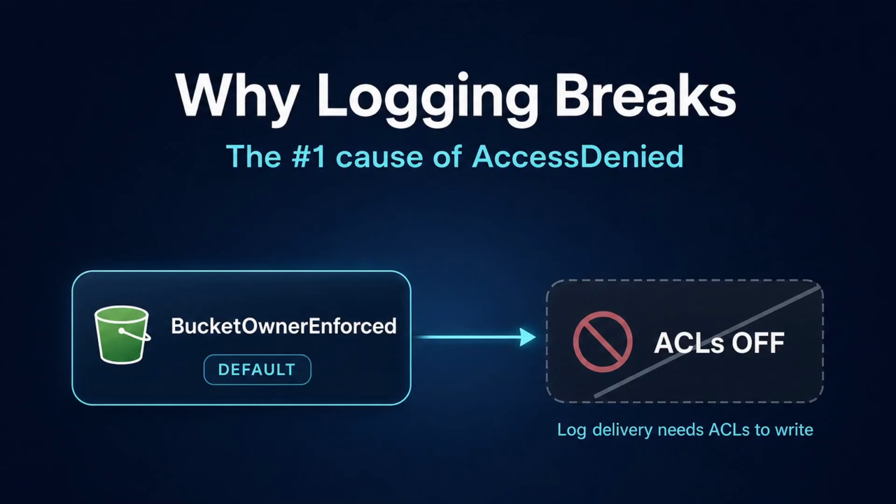The hardest part of this build is getting the logging set up in the right order, and this is where you'd hit an AccessDenied error. In AWS, you can't just point logs at a bucket and call it a day. By default, new buckets use a setting called Bucket Owner Enforced, which turns off the legacy permission system called ACLs that log delivery still needs.